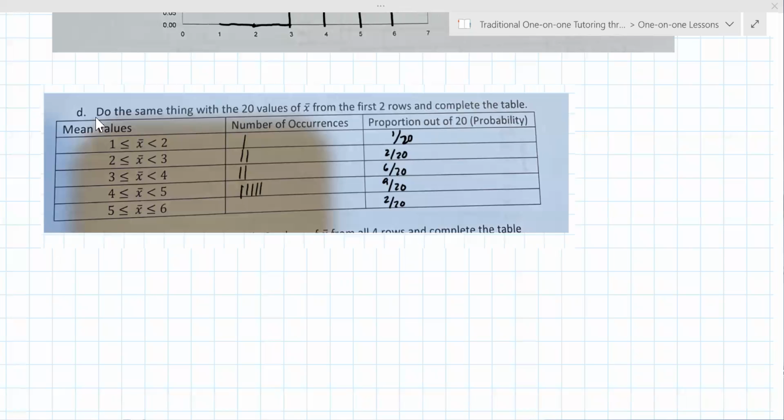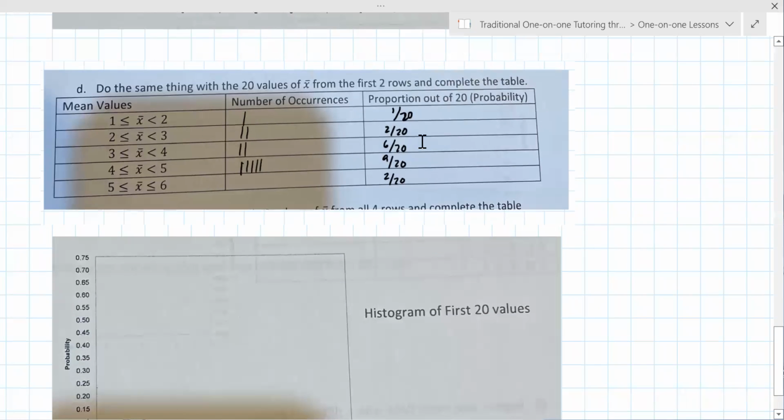All right, so first 20 values here. So yeah, again, if you need to go to calculator, 1 out of 20, you can think about a 20 as 5s. So the 1 is 0.05, 2 out of 20 is 2 of the 0.5s, so that's 0.1, 0.6, 6.5s or 0.3, 9 is 0.45, and 2 is 0.1.